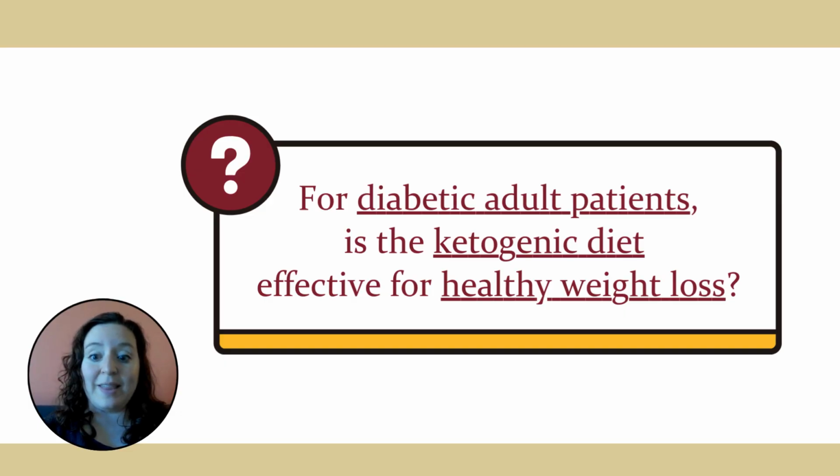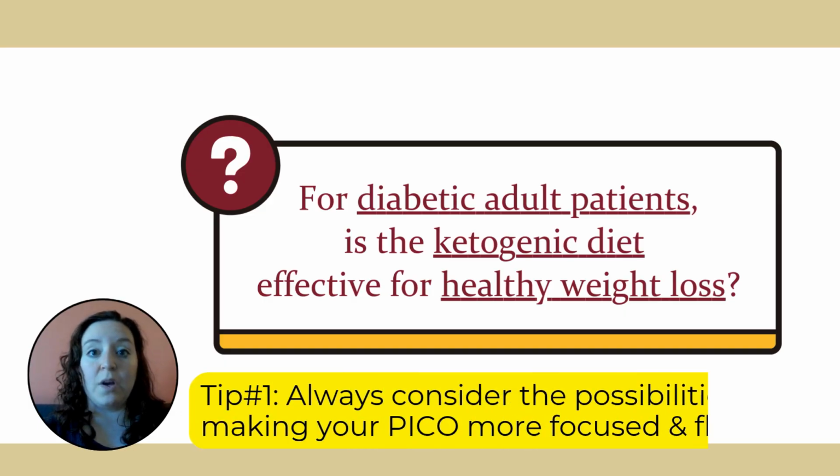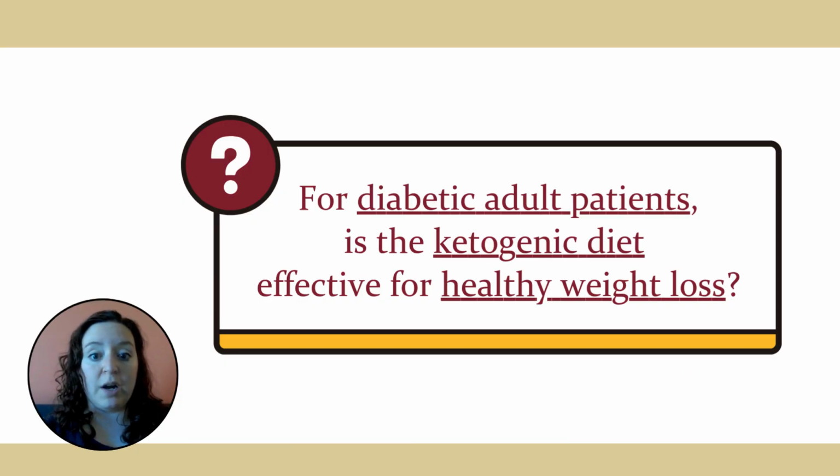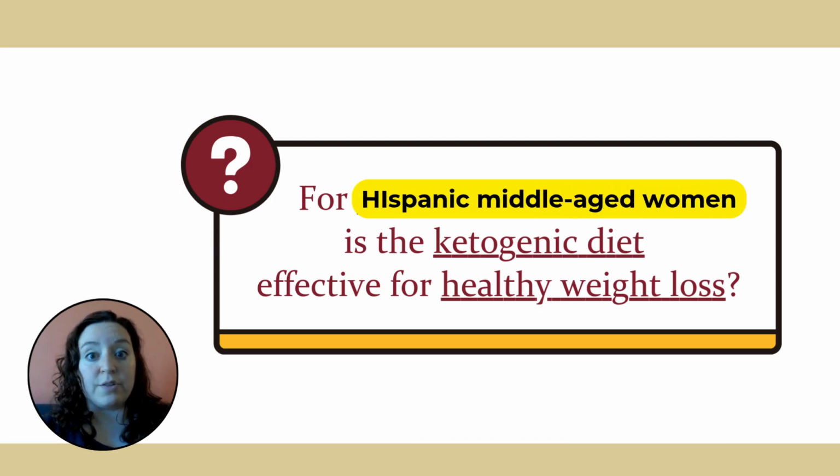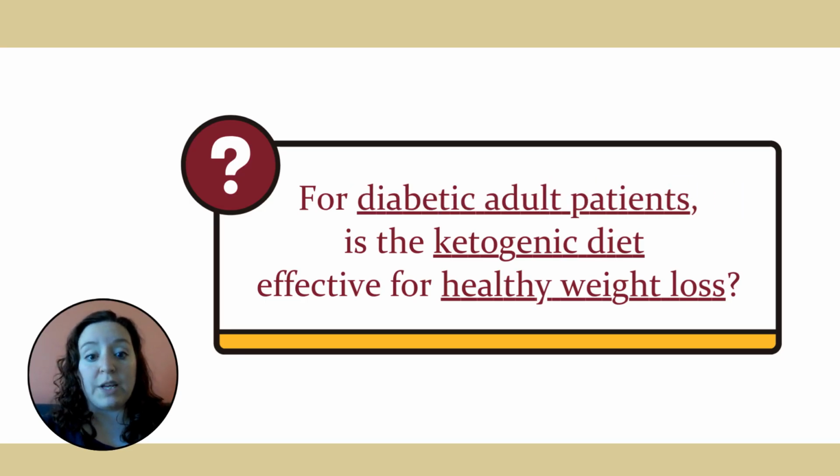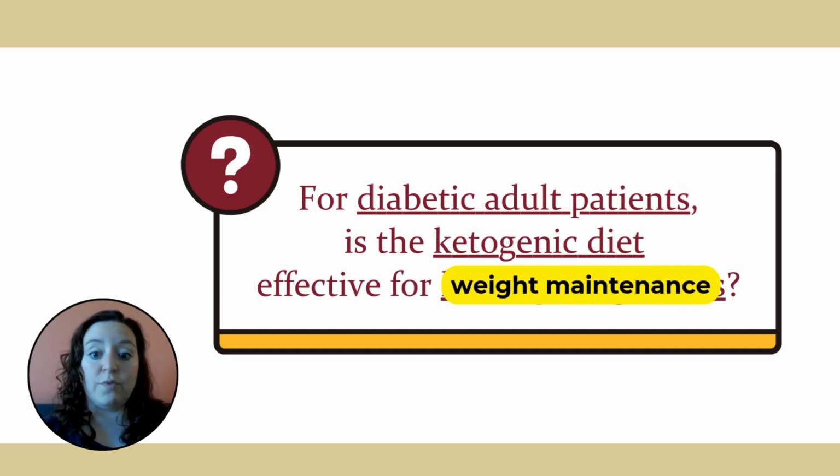Here's your first tip at this stage of your research planning. Always consider the possibilities for making your PICO more focused and more flexible. Think about it. In my question so far, I could be more specific and choose a particular age, gender, ethnicity, or other factors for my patient population. On the flip side, I could also be more flexible and change my outcome to weight maintenance to avoid limiting my definition of healthy to just weight loss.